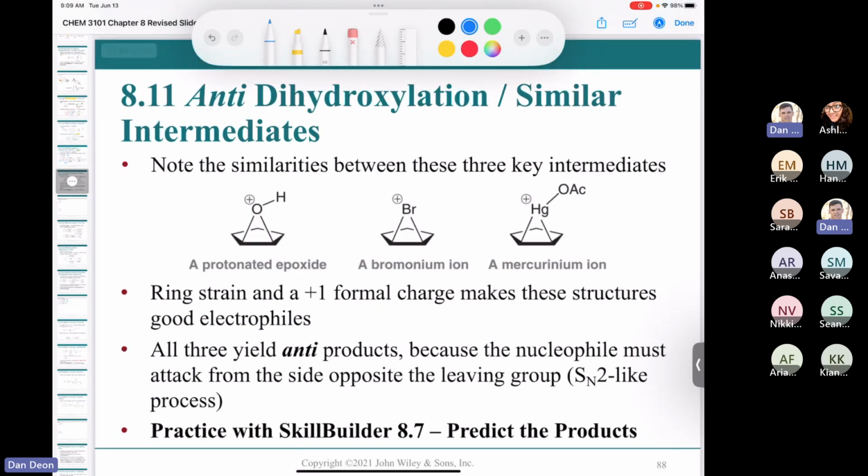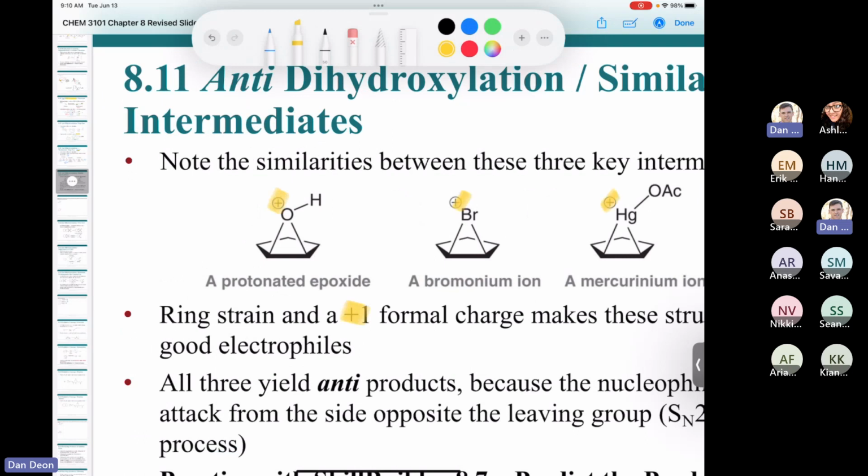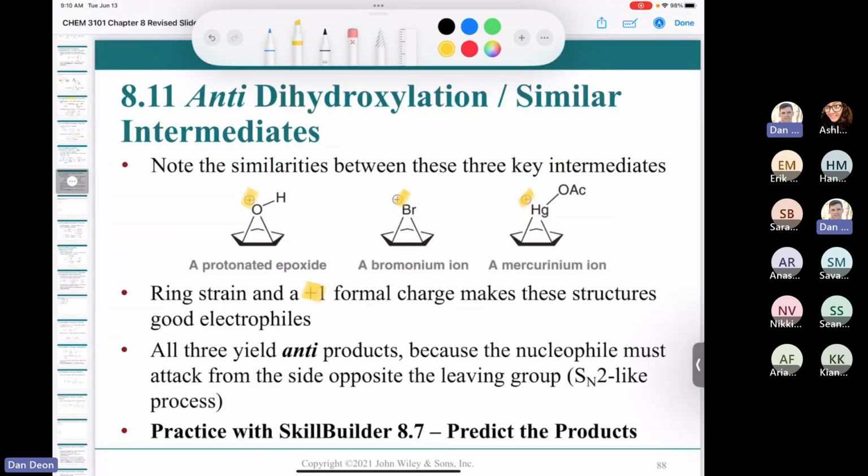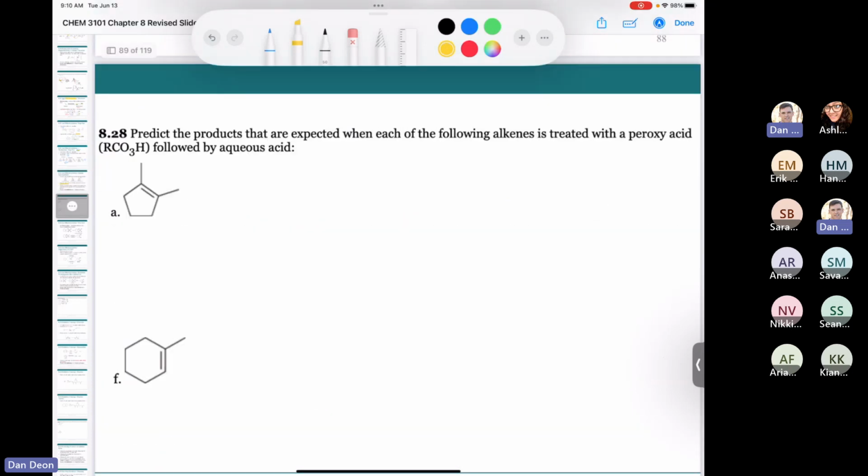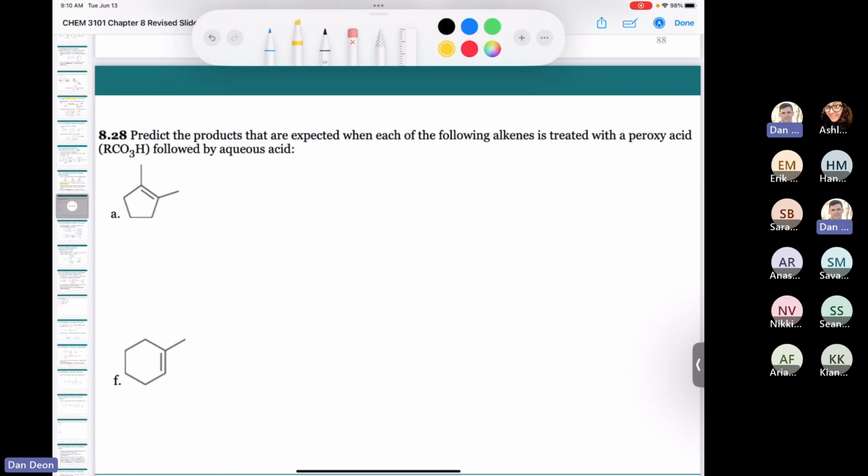Now, you probably noticed that we've looked at three-membered rings a few times, haven't we? We looked at a bromonium ion. We looked at a mercurinium ion when we talked about oxymercuration, demercuration. And now we're talking about a protonated epoxide. What do all of these have in common? Well, not only do they all possess a three-membered ring, but they all have a +1 formal charge. Right, we see a +1 formal charge in each one of them, and that makes the ring very, very electrophilic. So all of these rings are extremely electrophilic, ready to pop. And so all of these yield anti-products because the nucleophile is going to attack from the backside, just like in an SN2.